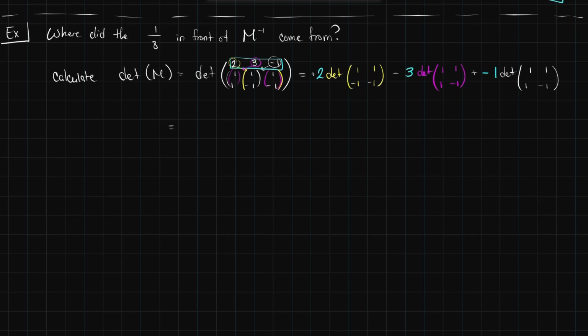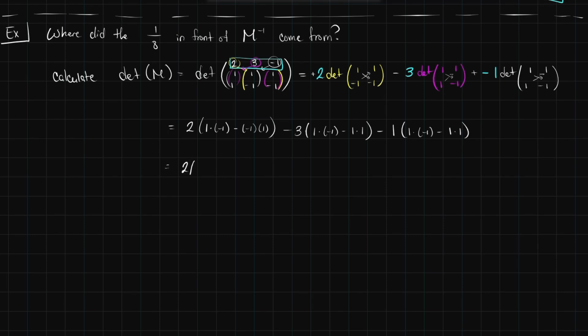So at this stage, how do I compute? Well, I have 2 times the determinant of 1, 1, negative 1, negative 1. Recall we go AD, so this is 1 times negative 1, minus BC, which is negative 1 times 1, or CB, either one. And then we've got a minus 3 times the determinant of AD, 1 times negative 1, minus BC, 1 times 1. And then it looks like we have a minus 1 times the determinant of AD, which is 1 times negative 1, minus BC, 1 times 1.